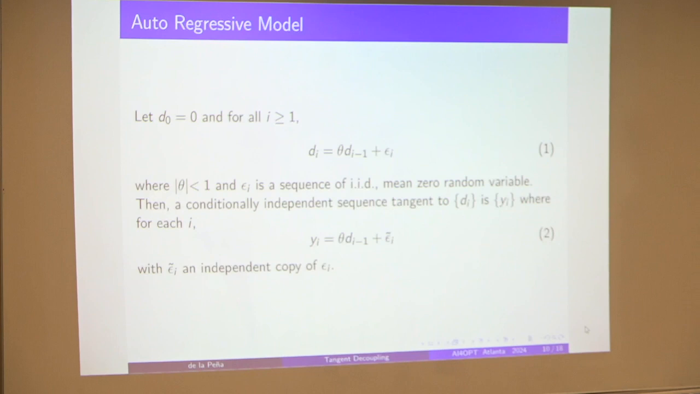What's happening here is that the yi's use the previous information plus an independent copy that will not be included in the next d sub i. And that's how you create the independence. You can do this also if you're looking at randomly stopped sums. You can decouple randomly stopped sums with a similar procedure.